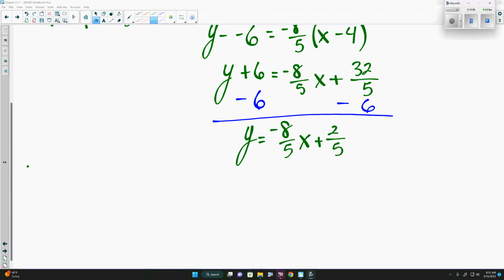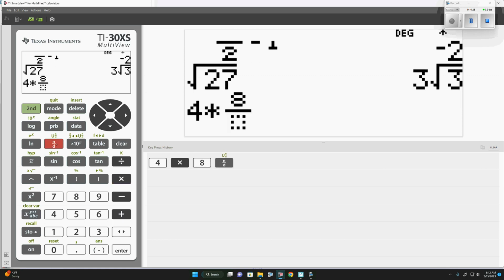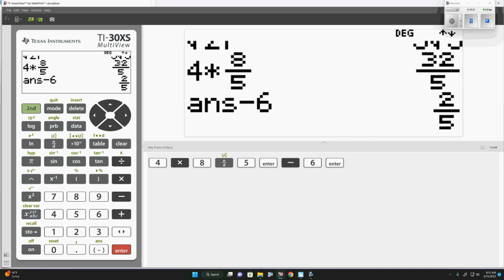But this here is the equation. That's all we have to do. We have to subtract 6 from it. Now, I'm not expecting y'all to be able to just do 32/5 minus 6. It's 2/5. Because as we can do 4 times our 8/5, which will give us 32/5, minus 6 is 2/5.